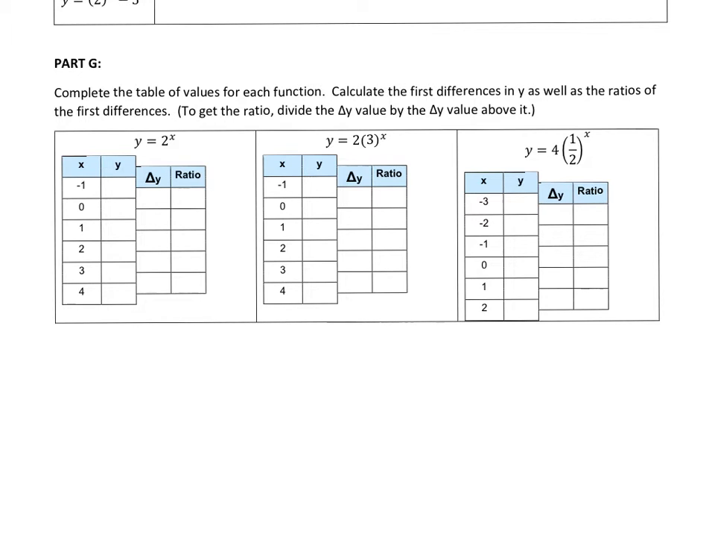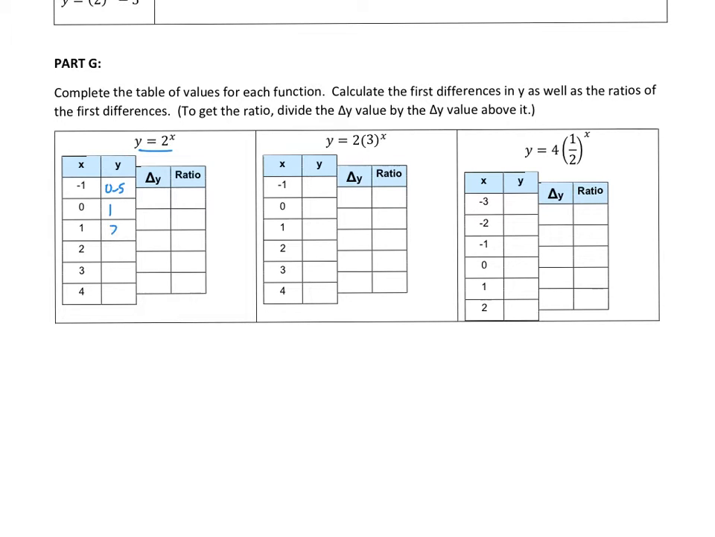All right, for the last part of this investigation, we're going to complete the table of values for each function. Now you can throw this equation into Desmos and use that gear to come up with the table of values to fill in your y values here. I'm just going to calculate: 2 to the negative 1 is a half, or 0.5. 0.5 there. 2 to the 0, anything to the exponent 0 is 1.